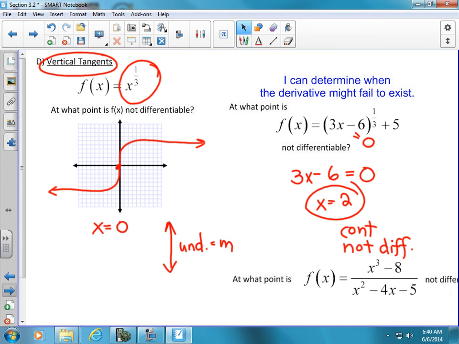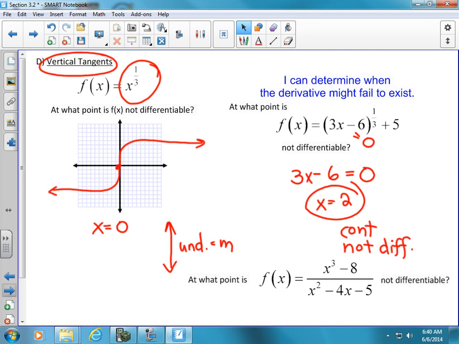What does this one say? At what point is that one?